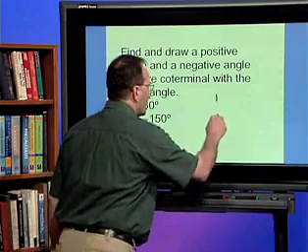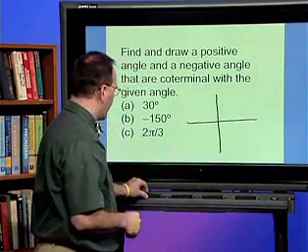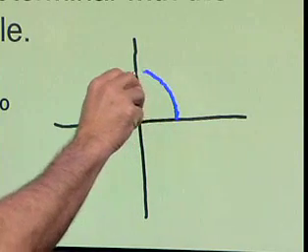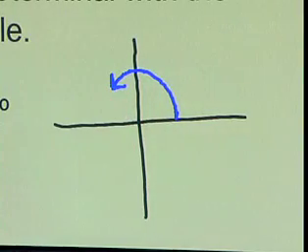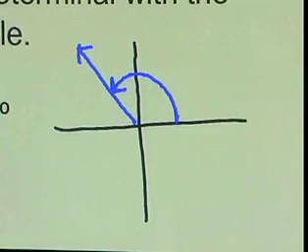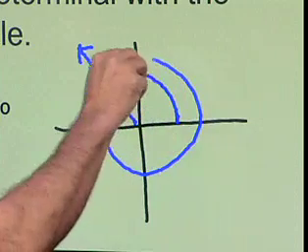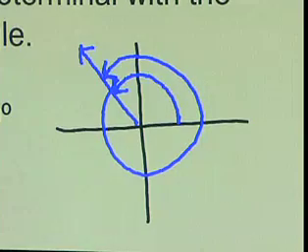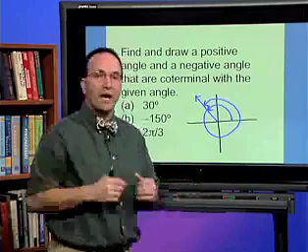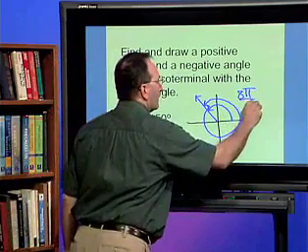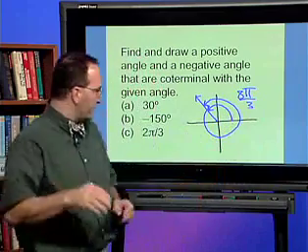Part C is 2 pi over 3. Starting, again, on the positive side, I'm going to come around to here, the equivalent of 2 pi over 3 radians, and then draw my terminal side. In order to get a positive angle, let's go around once and come back full circle, so that what I have is my 2 pi over 3 plus another 2 pi. That ends up giving me 8 pi over 3. Well, what about the negative angle?